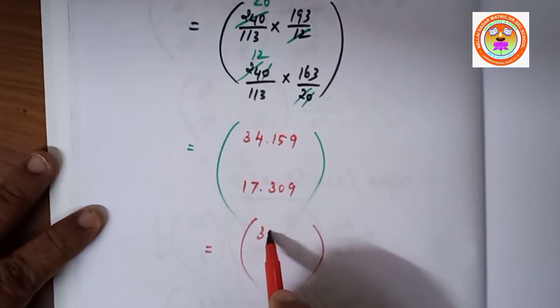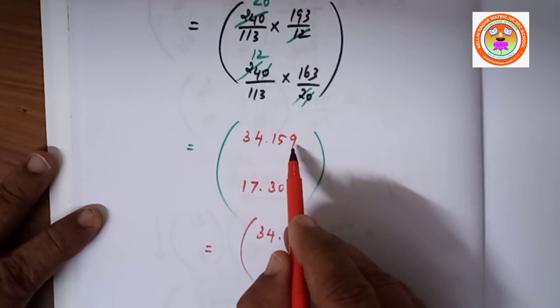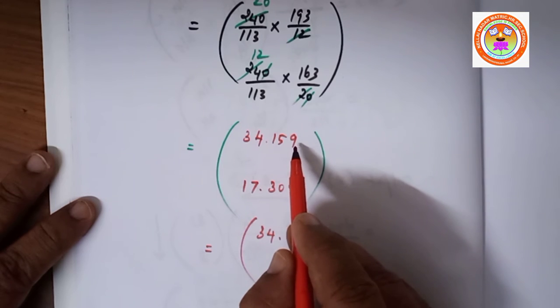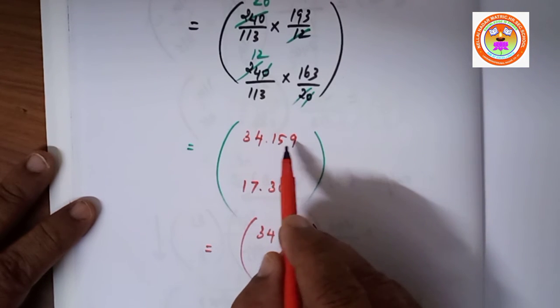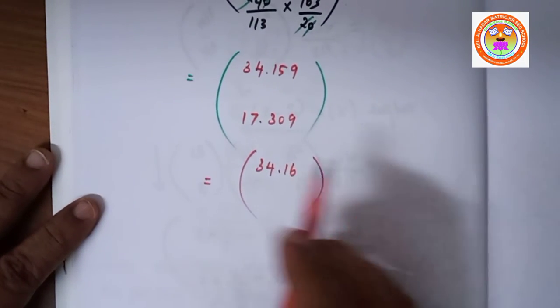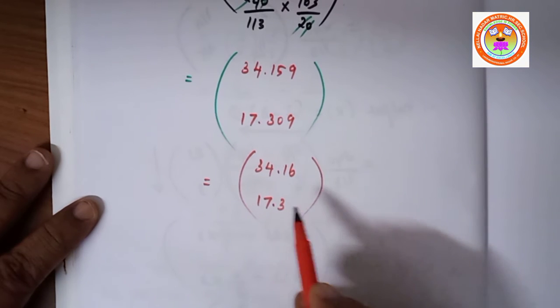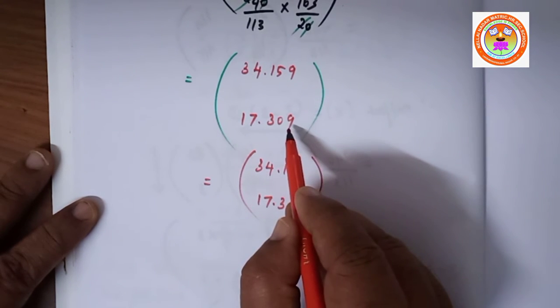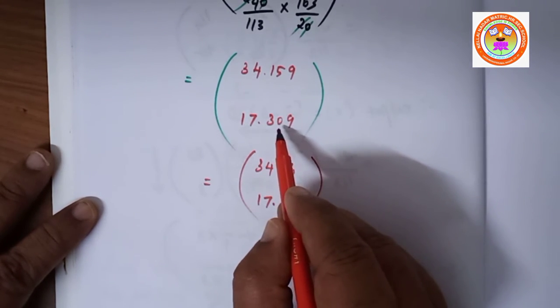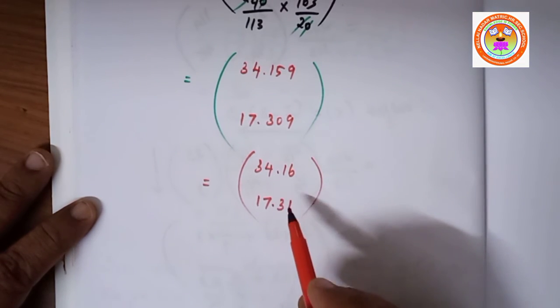You know very well, 34 is written as it is. After the decimal point, we have 3 digits. Look at the third digit. If it is 5 or more than 5, you add 1 to the previous digit. Since it is 9, 5 becomes 6, so 34.16. For 17, right as it is, and 3 also as it is. Look at the third digit; since it is 9, add 1 to the previous digit, 0 becomes 1. Both are rounded to 2 decimal places.